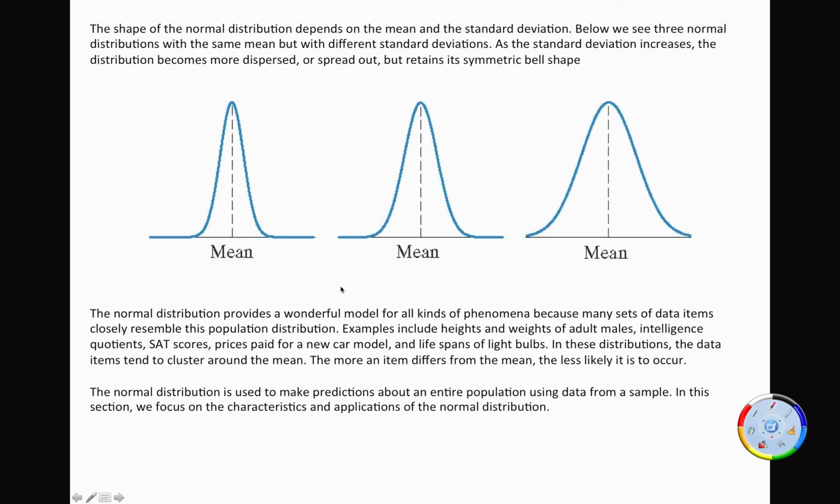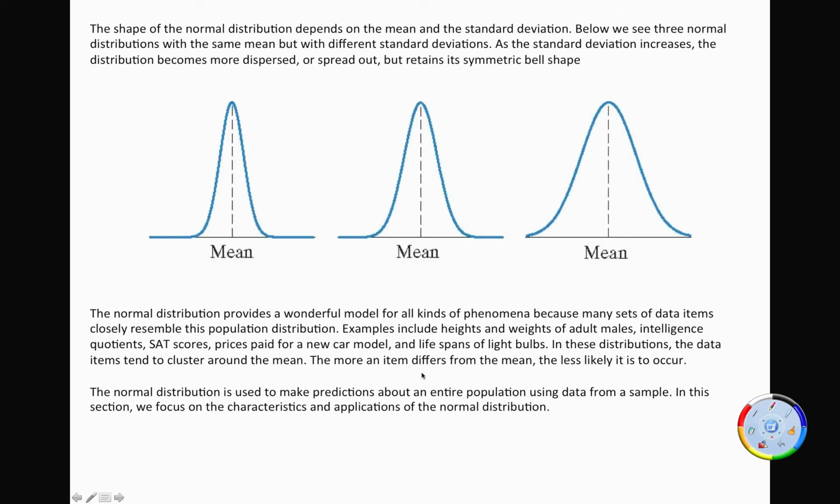The normal distribution provides a wonderful model for all kinds of phenomena because many sets of data items closely resemble this population distribution. Examples include heights and weights of adult males or females or babies, intelligence quotients, SAT scores, prices paid for a new car, lifespans of light bulbs, many populations. In these distributions, the data items tend to cluster around the mean. The more an item differs from the mean, the less likely it is to occur.